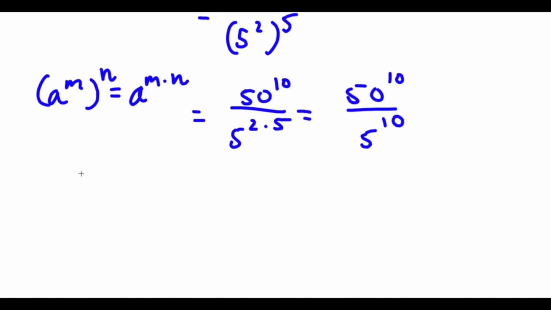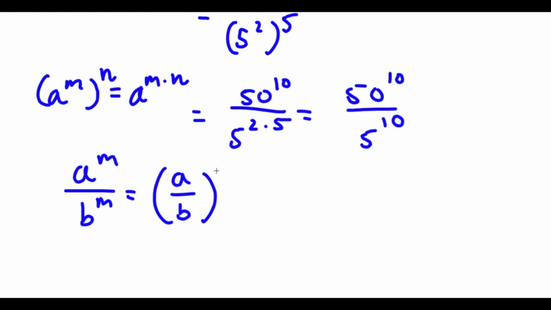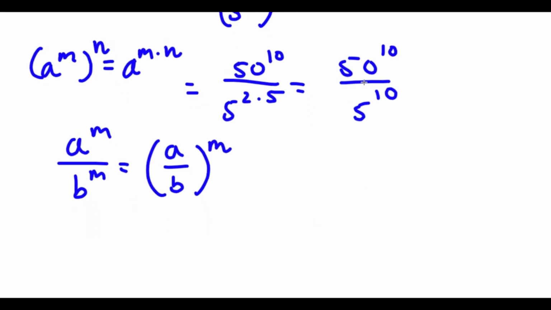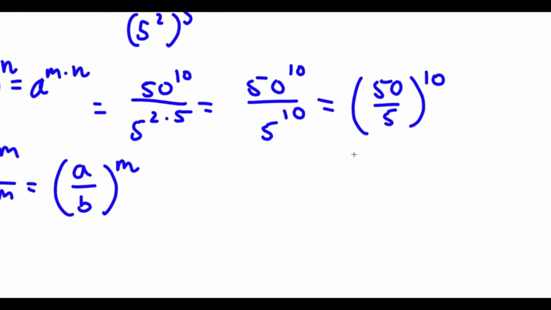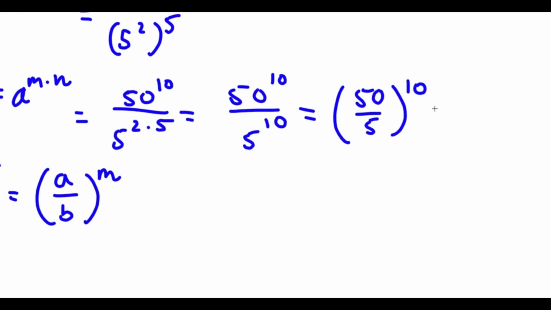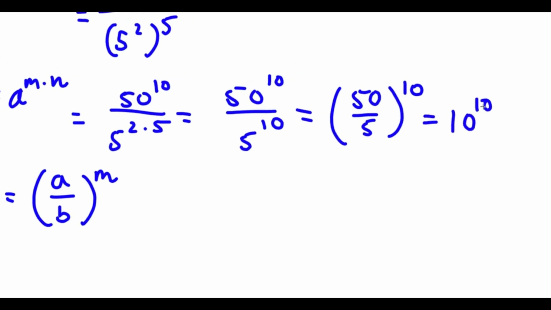Now, if I have something in the form a to the power of m over b to the power of m, this is equal to a over b to the power of m. So in this case, 50 to the power of 10 over 5 to the power of 10, this is going to equal 50 over 5 to the power of 10. Now, 50 over 5, that's the same thing as 10. So now I have 10 to the power of 10.